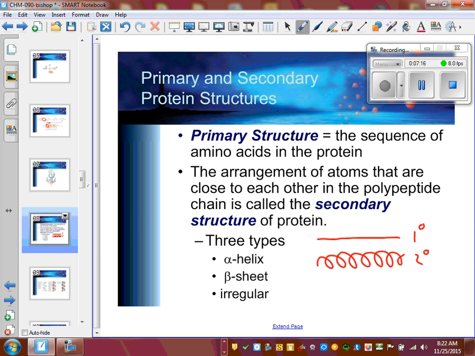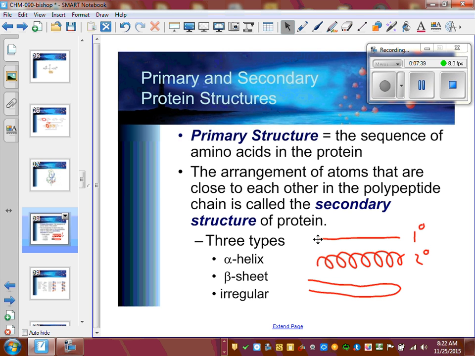Another one they could form is called a beta sheet. A beta sheet would take this and fold it back on itself. So a beta sheet would become like that. And then the last one, irregular, is it's just all over the place. So that's the secondary structure.